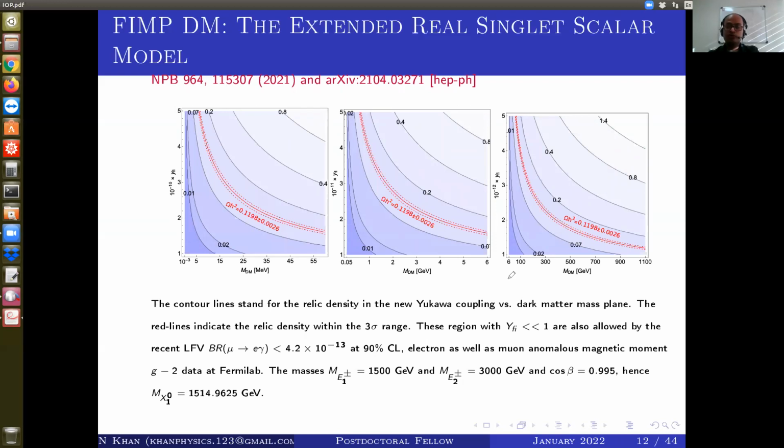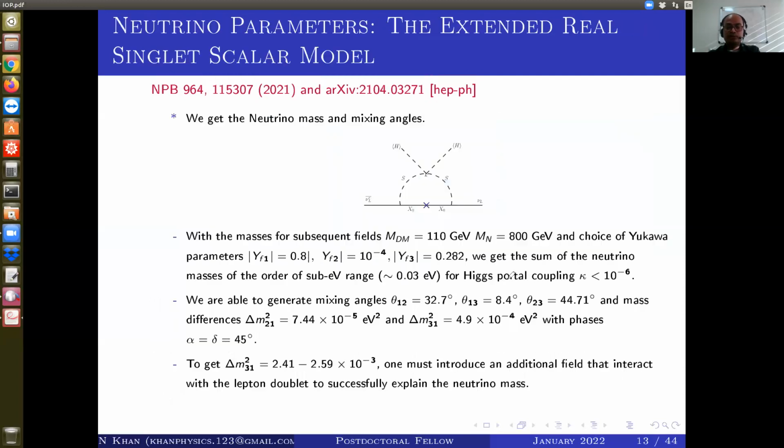And it is also allowed by all the other experimental constraints like stability, like electron flavor violation constraint, like muon g-2, which has to have very small contribution. So that is also allowed in this parameter space. Okay. So now, can we satisfy the neutrino mass in this model?